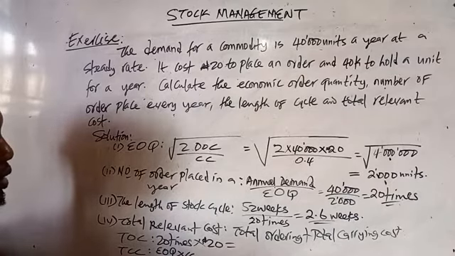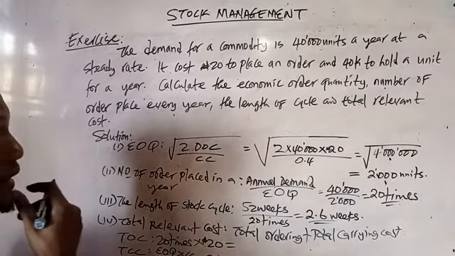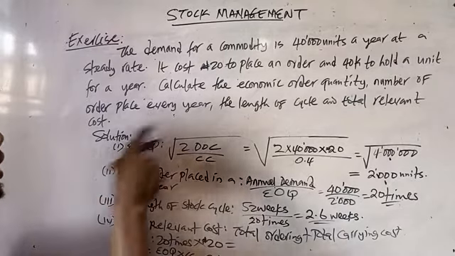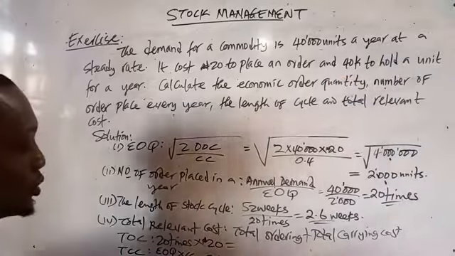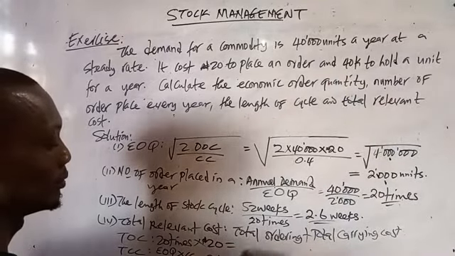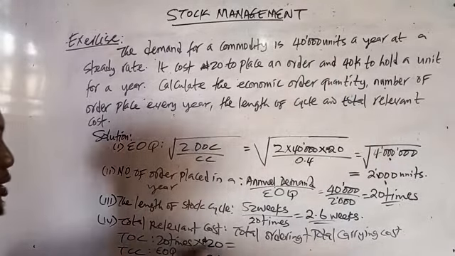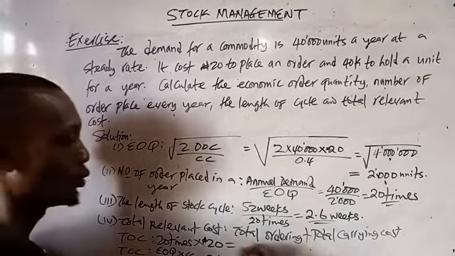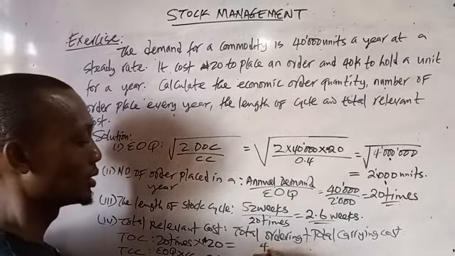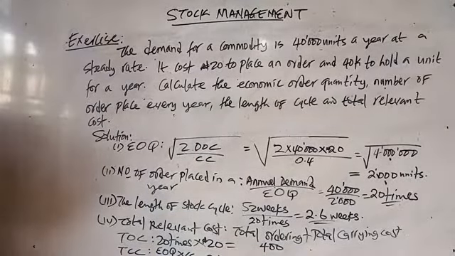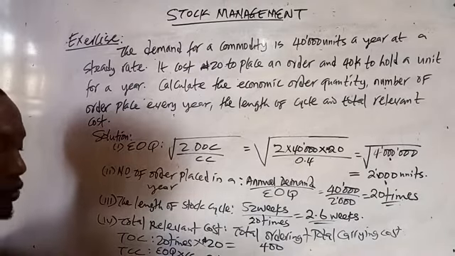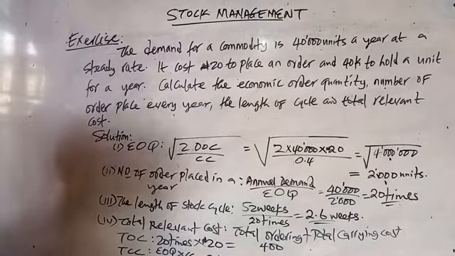equal to EOQ, that is 20,000 divided by 2 times, what's our carrying cost? According to the question, per unit, 0.4. So what do we have? 20 times 20, that's 400. So our total ordering cost will be 400. Let's compute this: 20,000 divided by 2, that's 10,000 times 0.4. That's 4,000.